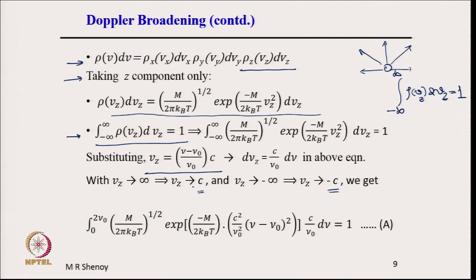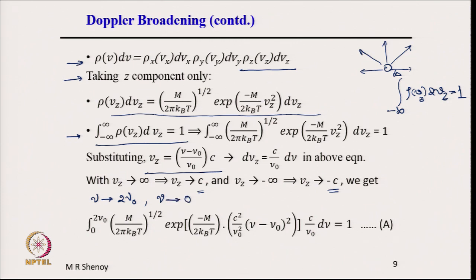When Vz goes to c, we have nu going to 2 nu 0. We can see in this expression here, when Vz becomes c. So, if this has to become c, then this must be equal to 2 nu 0. So, that 2 nu 0 minus nu 0 is 1 nu 0, 1 nu 0 cancels. So, we have c. So, nu goes to 2 nu 0, and when Vz goes to minus c, we have nu going to 0.